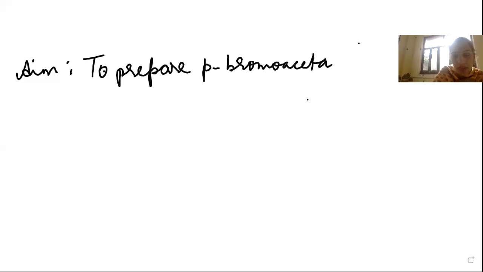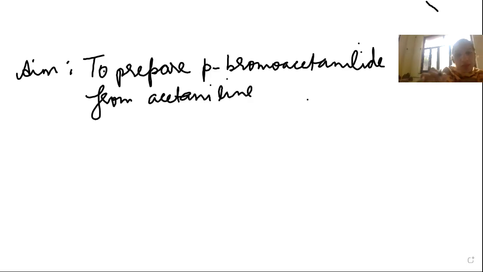Good afternoon, everybody. So today we will be starting with our next practical experiment, and that is to prepare para-bromoacetanilide from acetanilide.